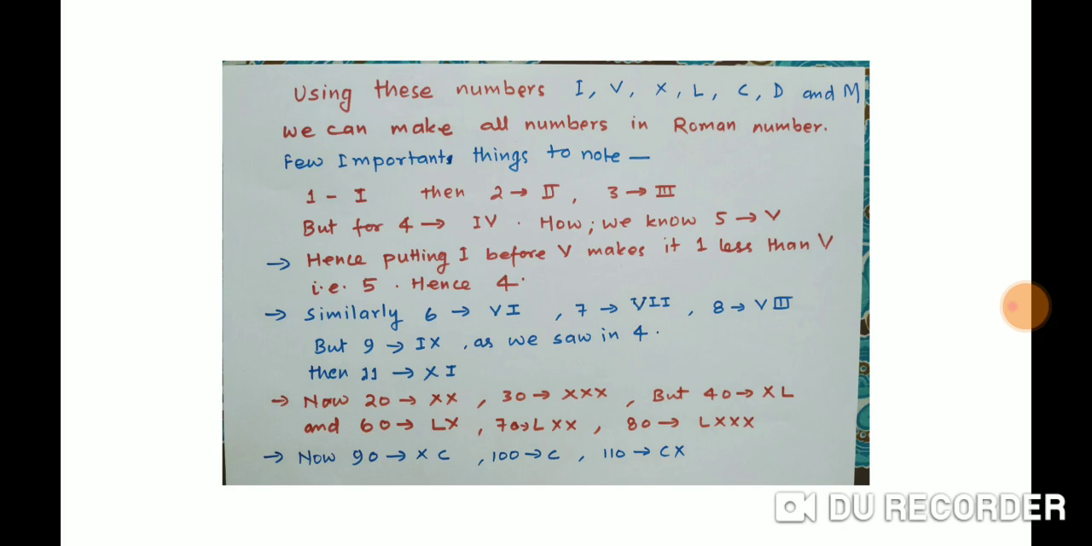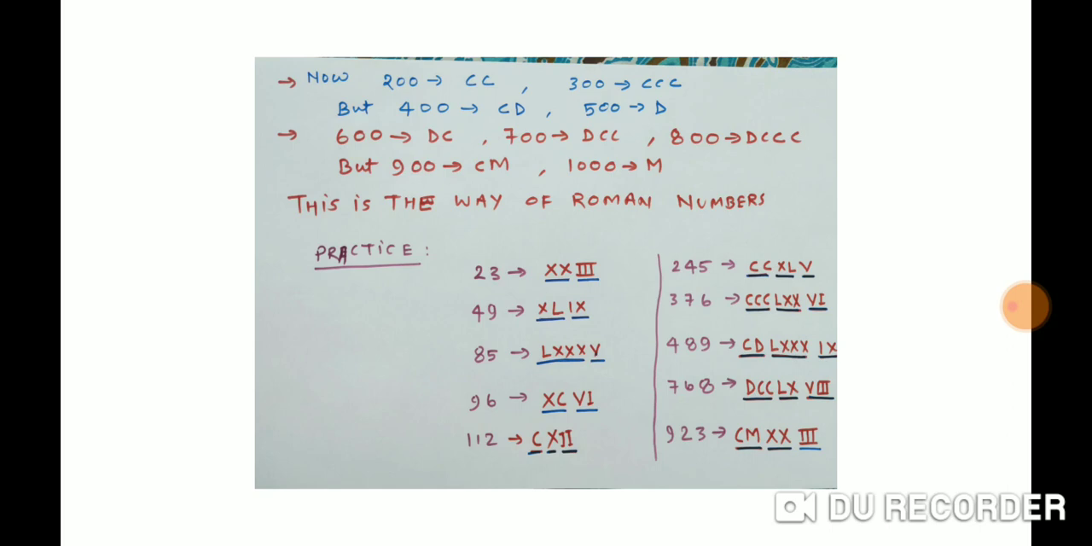Then 11 is XI, now 20 is XX, meaning double 10. 30 is XXX, but 40 is XL. And 60 is LX, 70 is LXX, 80 is LXXX, now 90 is XC, 100 is C and 110 is CX. Now 200 is CC, 300 is CCC, but 400 is CD and 500 is D, 600 is DC, 700 is DCC, 800 is DCCC. This is the way of Roman numbers.